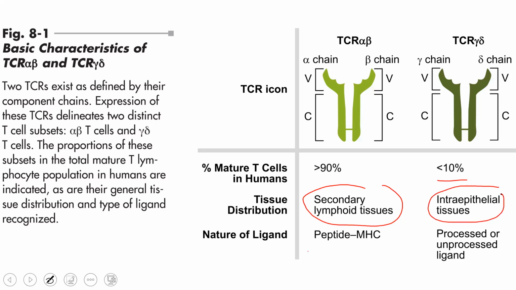The TCR alpha beta can recognize antigen when they're complexed with MHC molecules. TCR gamma delta can recognize processed or unprocessed ligand. So this is a variant category from the traditional T cell receptor.